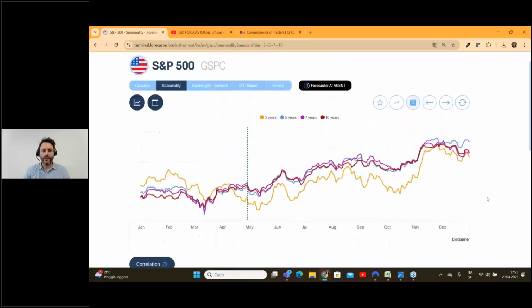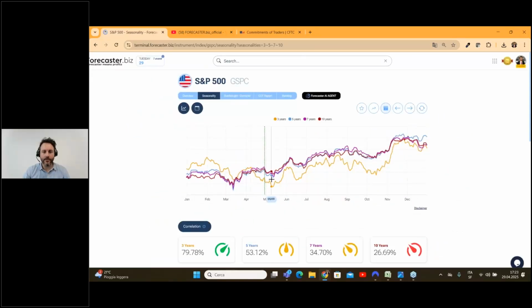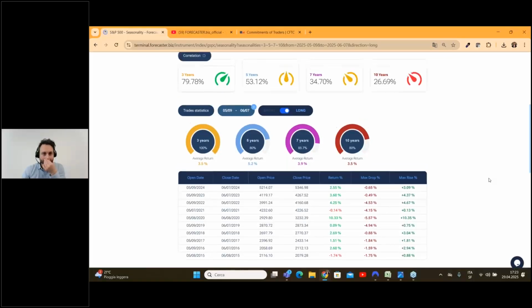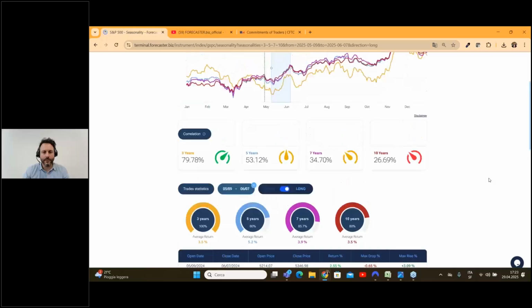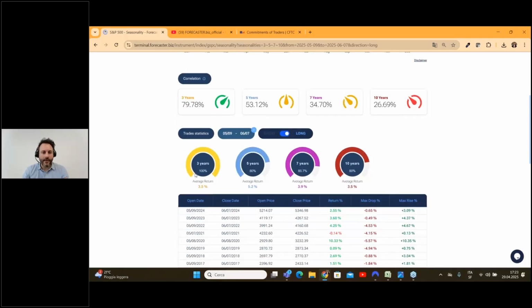Of course, you can also highlight a specific period, okay? And you can have specific statistics for this specific period, okay? And for example, here you can see that in this specific period, in the last 3, 5, 7, 10 years, you had 100%, 80%, 85%, 80% of bullish prices, and you also have the average return.